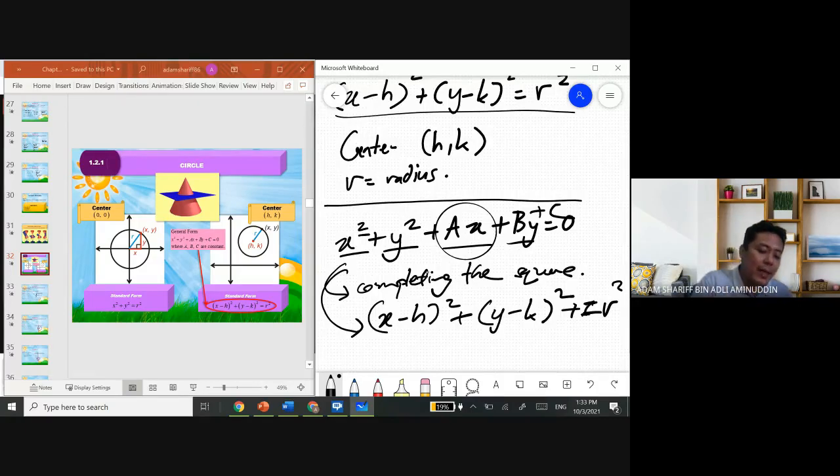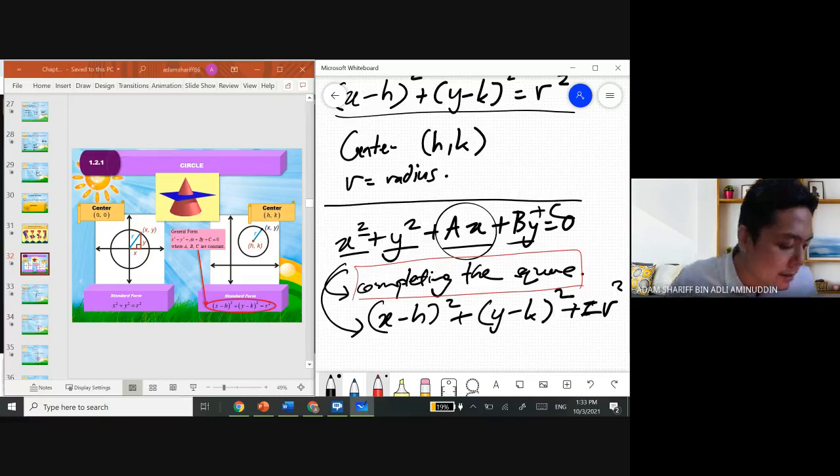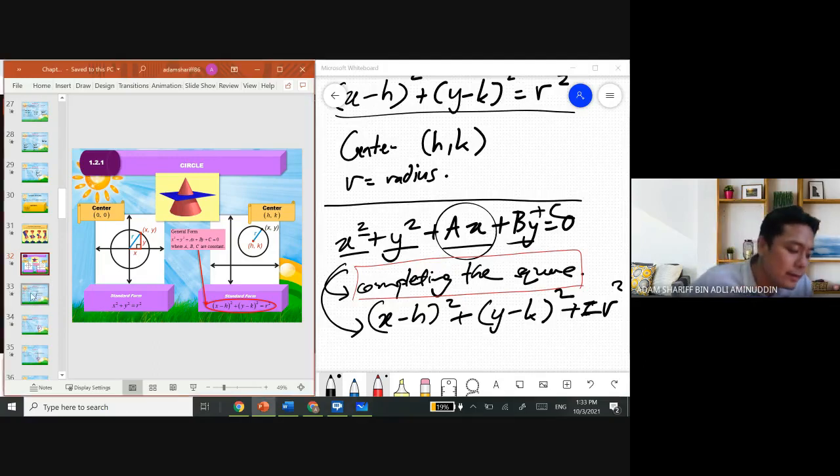So kepada siapa yang lupa pasal completing the square, buka balik nota yang Dr. Khairul pernah ajar. And I also will teach you my method of completing the square yang saya kerap guna lah. Banyak method saya tengok. Kawan saya ajar lain, saya pun ajar lain. No problem as long as you can simplify it into this form. Okay, nothing complex here yet.